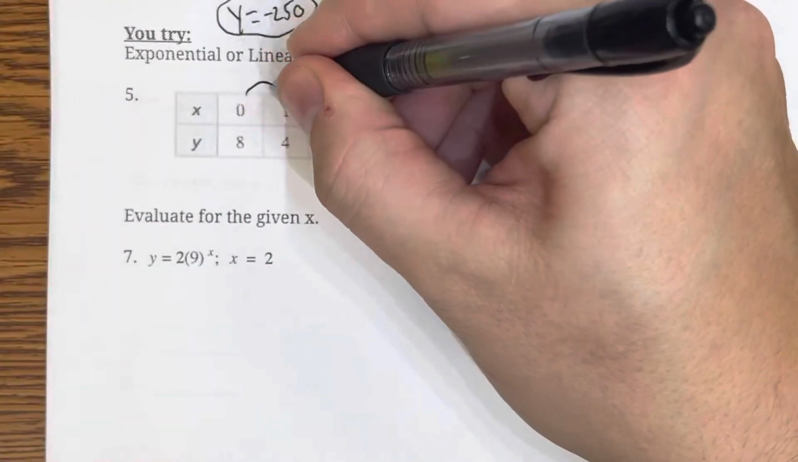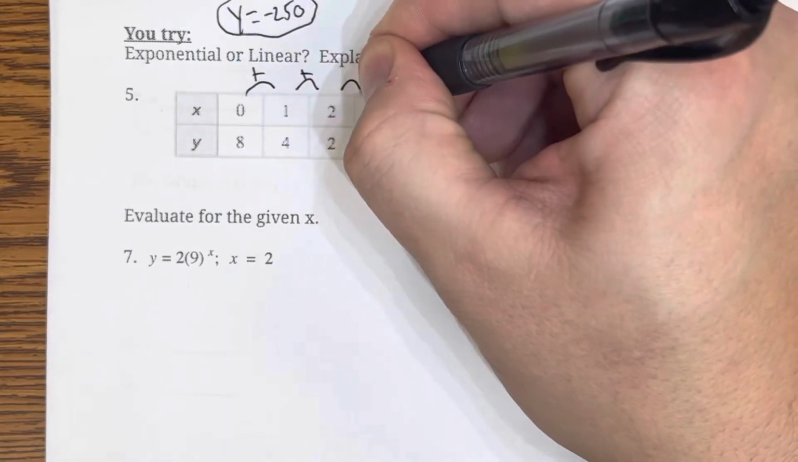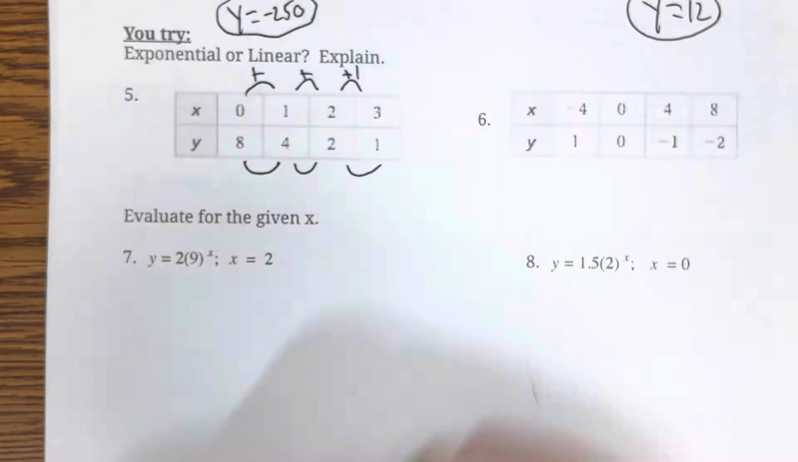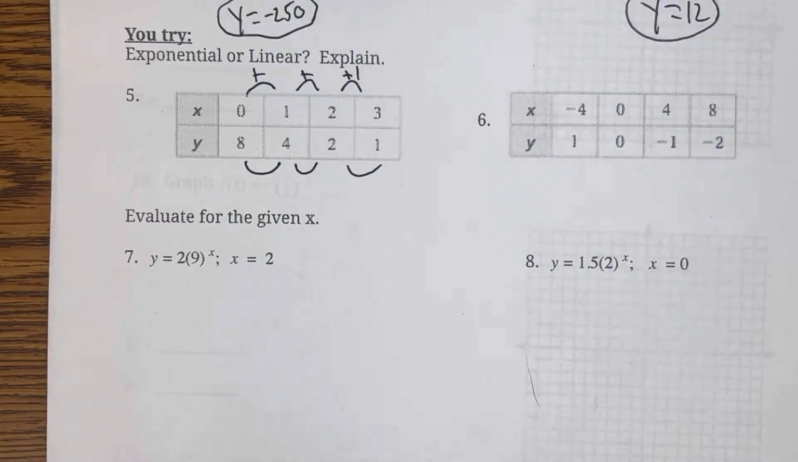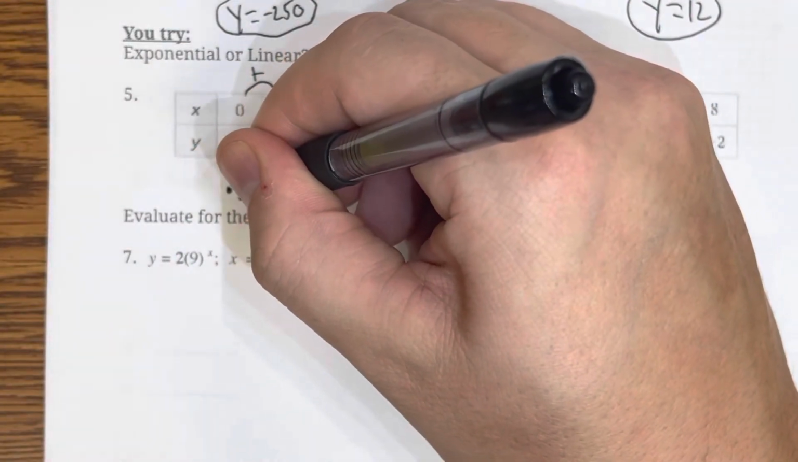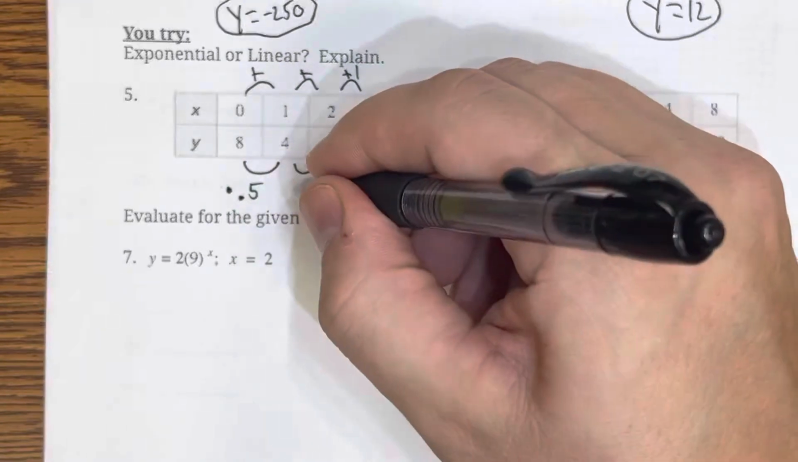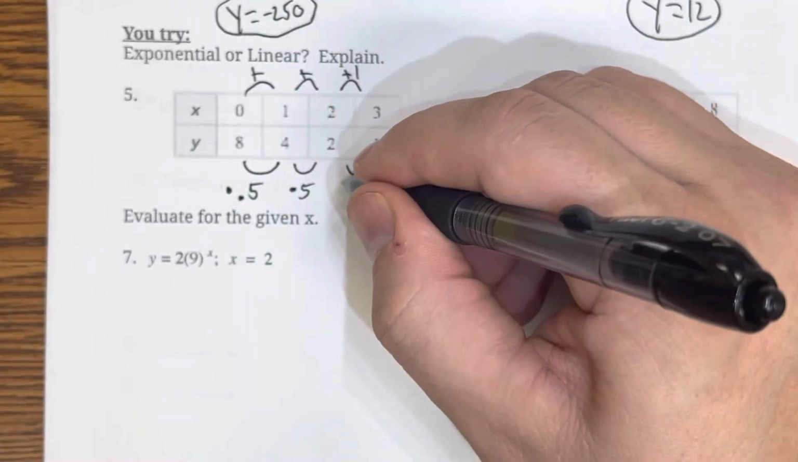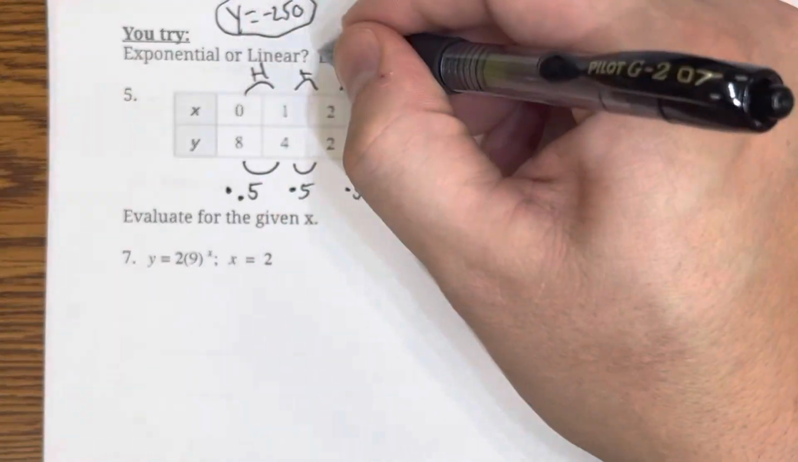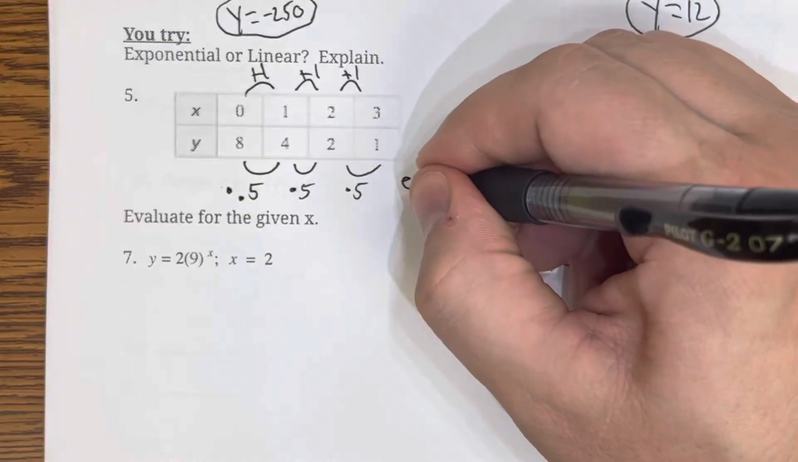All right, x is increasing by 1. And y is going, what is going on here? For me to get from 8 to 4, we have to be multiplying by something that's times 0.5, or dividing by 2. Times 0.5. Times 0.5. So it's increasing at a constant rate for the x and being multiplied at a constant rate for the y, so that's exponential.